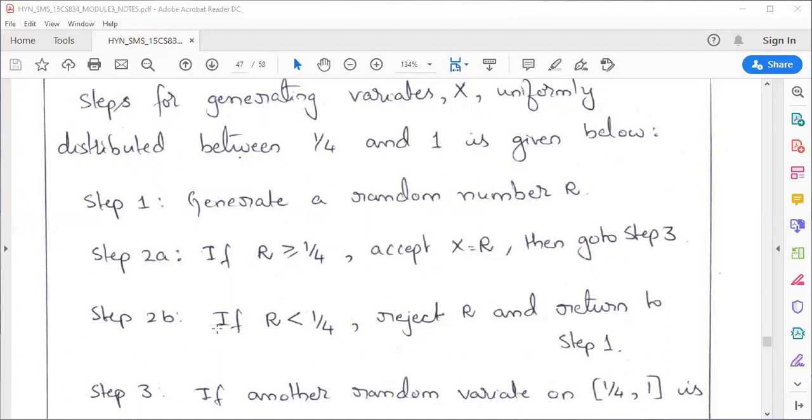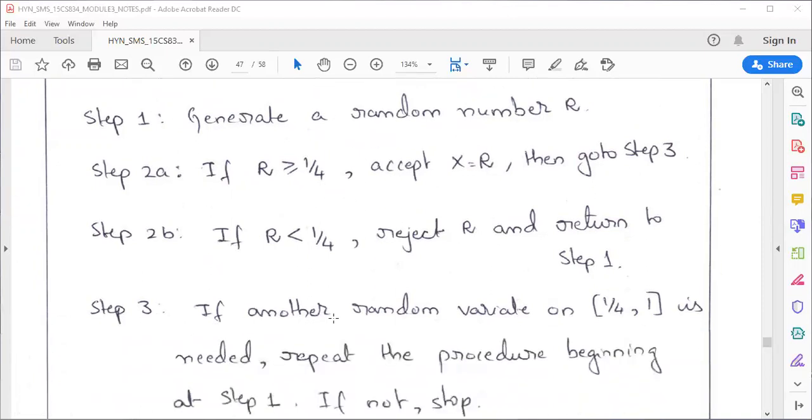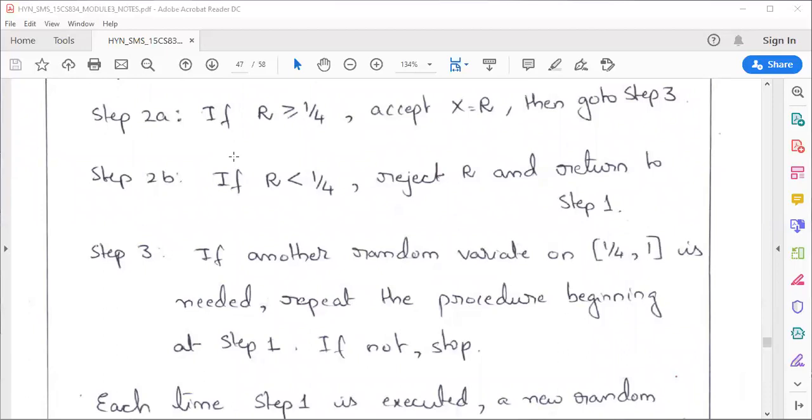Step 2b tells that if R is less than 1/4, if my random number is less than this particular interval, then I will reject R and return to step 1. Returning to step 1 means we will be generating one more random number. Step 3 is, if another random variate on the interval 1/4 comma 1 is needed, then repeat the procedure beginning again from step 1, if not, stop.